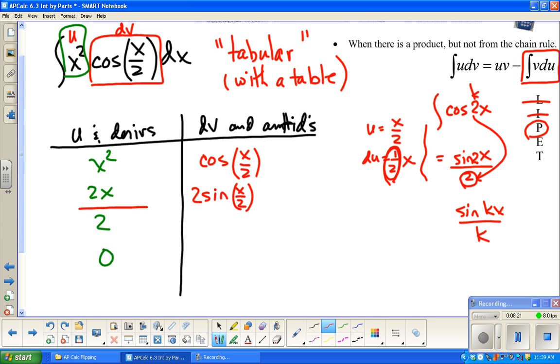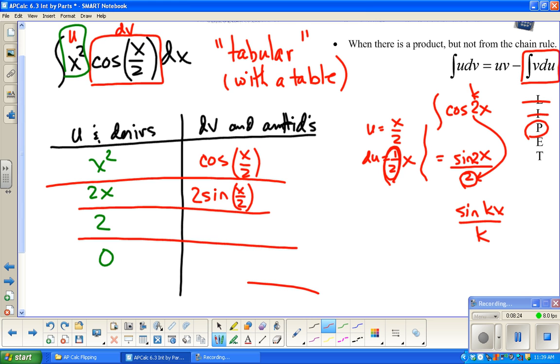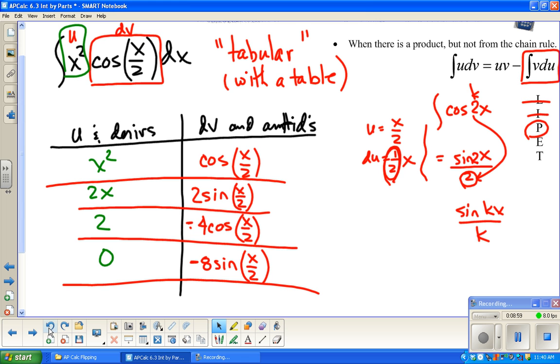Okay, I need a row for every row in the left column. So that means I need to do another antiderivative here. The antiderivative of sine is negative cosine, and it's x over 2. And because of that over 2, I'm going to multiply by 2 again. One more time. The antiderivative of cosine is just sine, x over 2. And again, that over 2 is going to create another multiplication by 2. And this negative is not a new negative. This is that same negative from there. Okay? All right. The hard part's done.